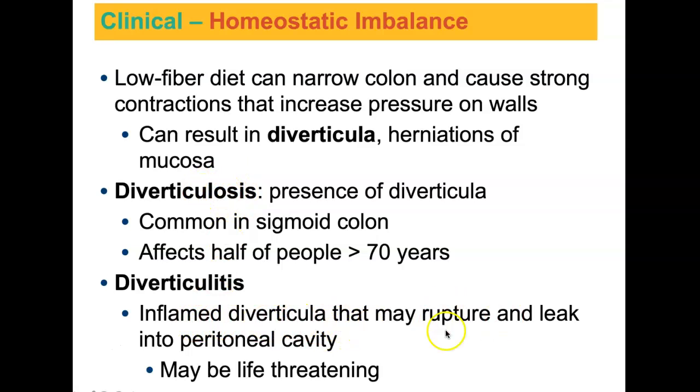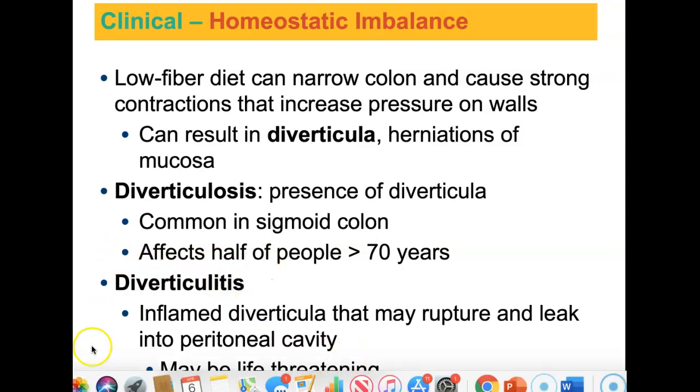Here's what I mentioned earlier, diverticulitis. So inflaming or rupturing of the large intestine. Diverticulosis, if you have the diverticula, basically that pouch, right? So you can have a narrowing of the colon. You can have herniations of the mucosal layer. You can have these little pockets of feces trapped in the large intestine, and this can be life-threatening, especially if they leak into the peritoneal cavity and start infecting all of the other abdominal organs.